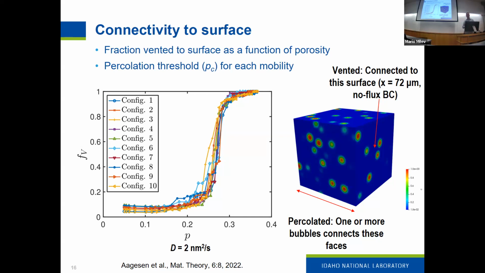Another measure that we looked at was the percolation. Percolation basically asks: do we have a single bubble that connects one side of the microstructure to the other? So these two faces across, are they connected by a single bubble? That's the percolation threshold.